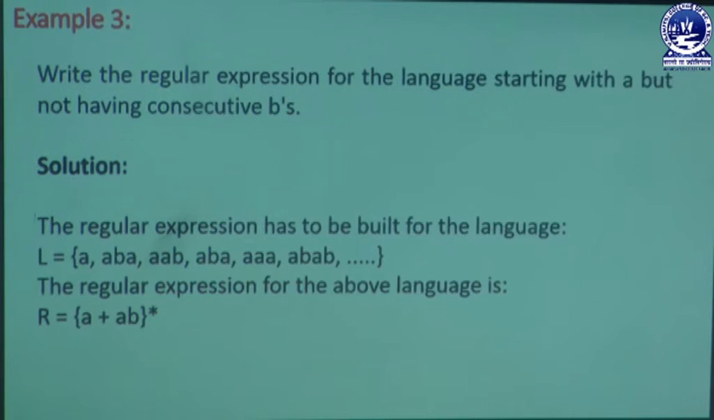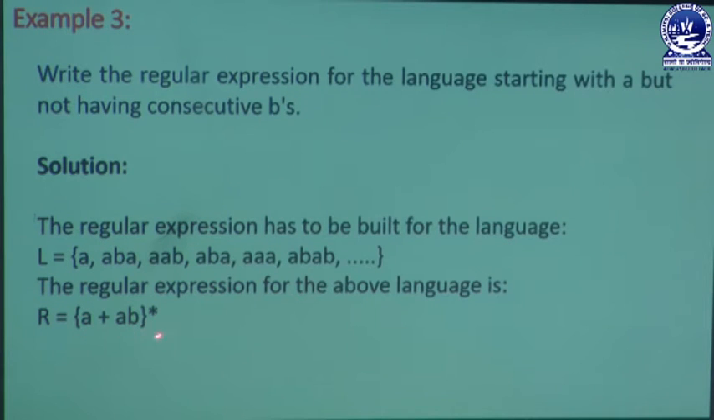In example 3, write the regular expression for the language starting with a but not having consecutive b's. We are going to design it. The language L has a single a, then a b a, then a b, then a b a, then triple a, then a b a b, and so on. In this way we get more than one case at the time of language explanation. The regular expression for the above language is r equal to (a plus a b) whole star.